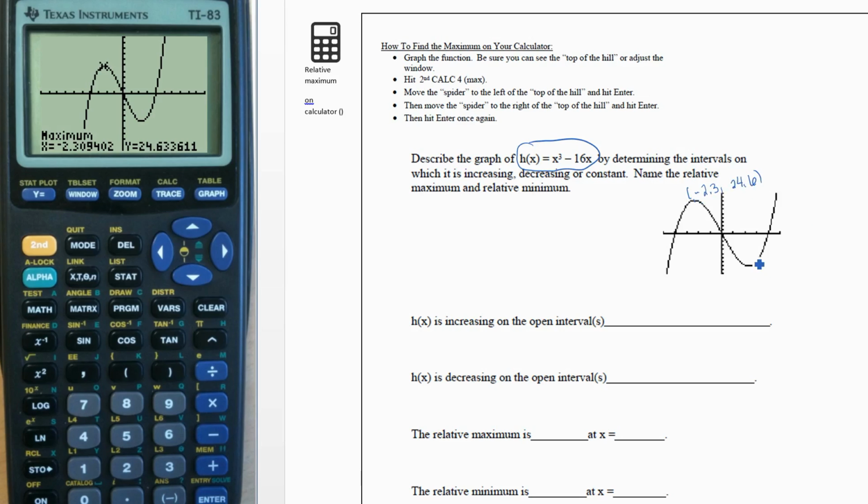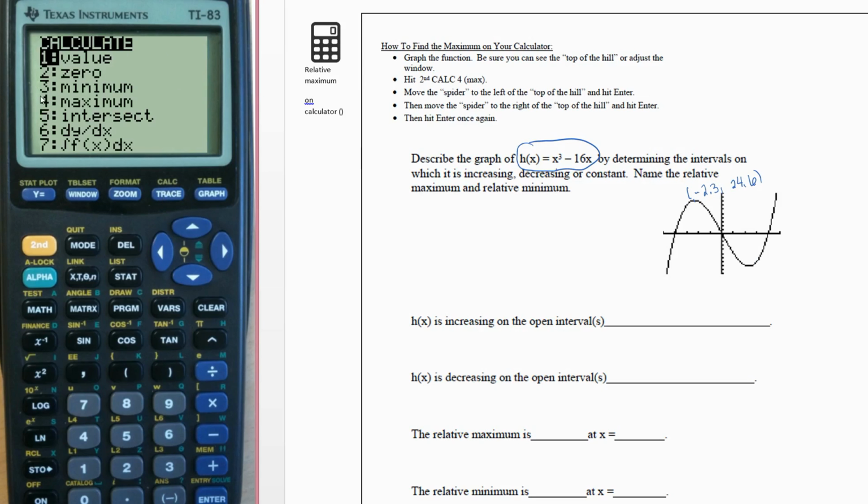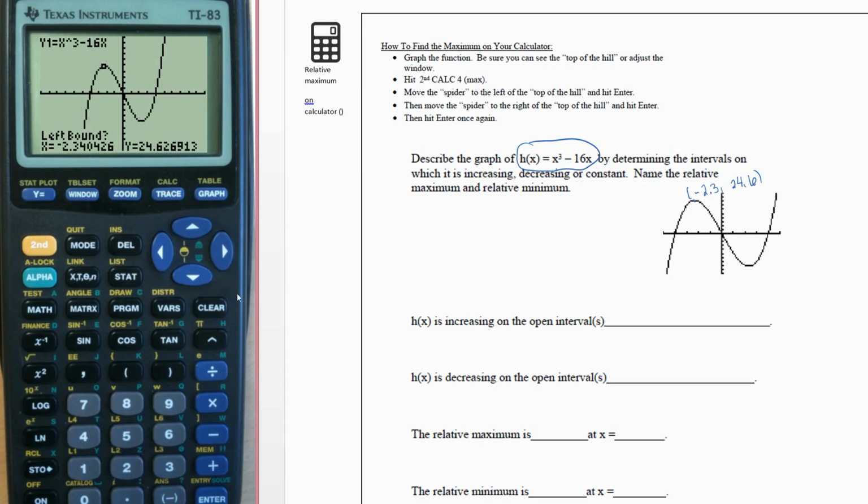Okay, now we also need this minimum. So remember to do that, we're going to hit second, trace, and we're going to choose minimum instead of maximum. Now we're already to the left of it. I like moving just a little closer. Here's our minimum value. We want to make sure it's to the left. So we're going to hit enter. Now we need to go to the right of it, so we're going to use the right arrow so we get past it. So here's our minimum. It's now to the right. Enter. Enter for guess. Okay, and this point right here is at 2.3 comma -24.6.